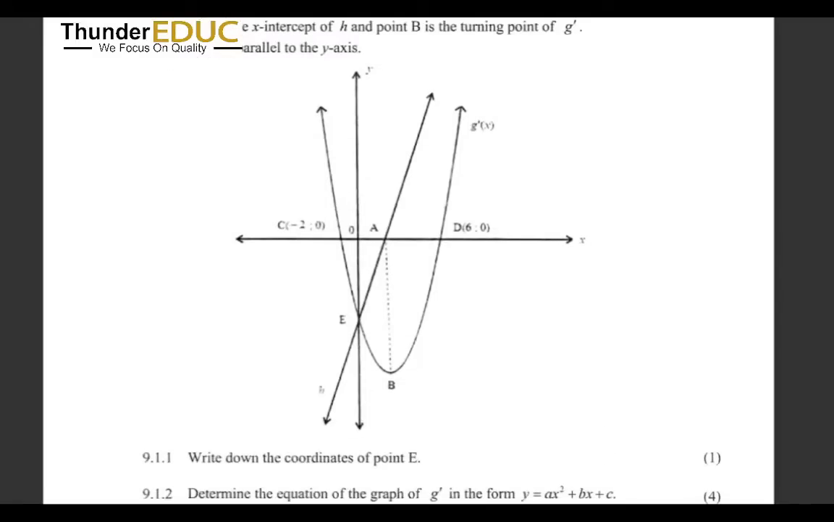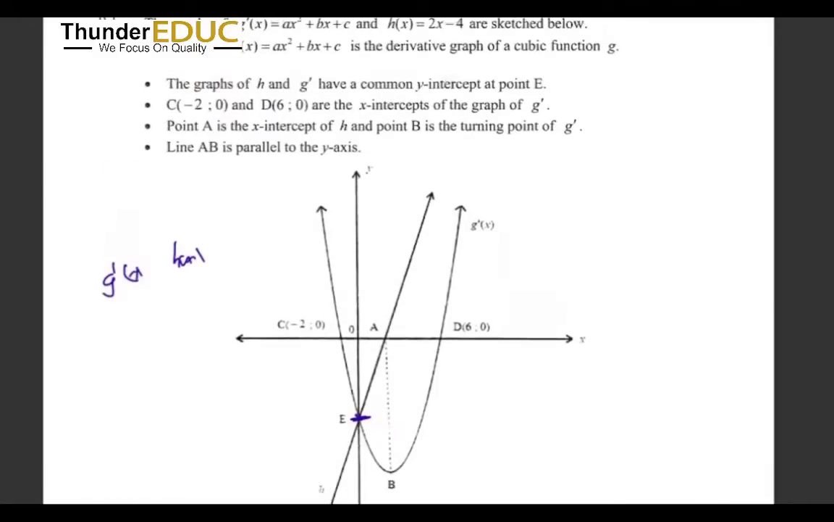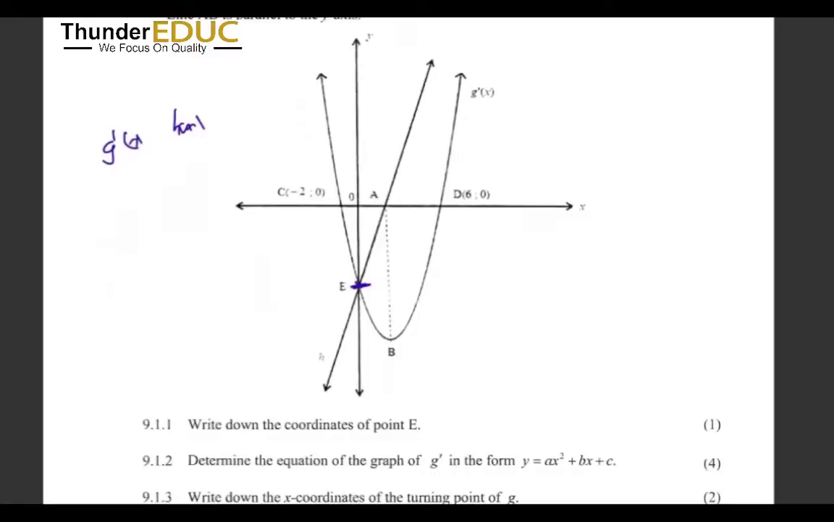So we know that E is the y-intercept for the g prime and then the h of x. But we already have the h of x, which is the 2x minus 4. So which means that negative 4 represents the y-intercept. So it's going to be 0 and then negative 4.